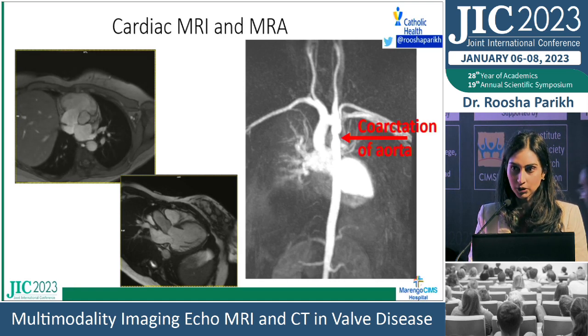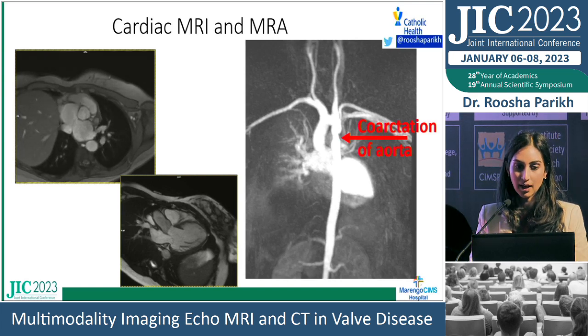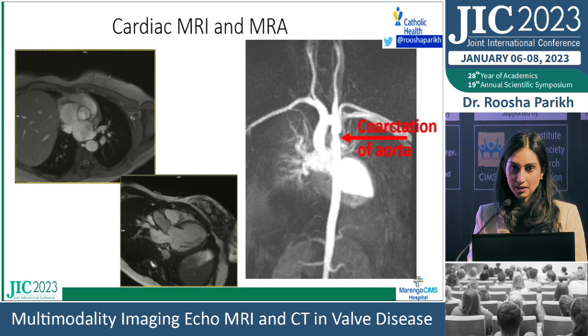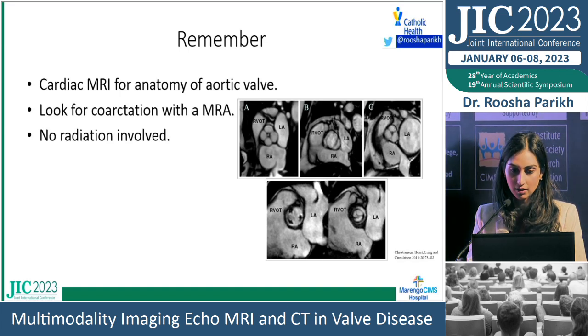So if you're looking for the most cost-effective test with least to no radiation, then cardiac MRI and MRA would be good for this patient. Again, she's a 30-year-old female, childbearing age. You want to avoid radiation as much as you can. So remember, cardiac MRI for anatomy of aortic valve. Here I have MRI images of a quadricuspid, bicuspid, tricuspid valve. On the bottom, we have prosthetic aortic valves. This is how they image on the MRA. Look for coarctation with an MRA, and there's no radiation involved.